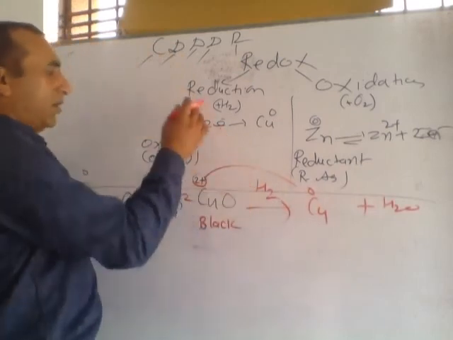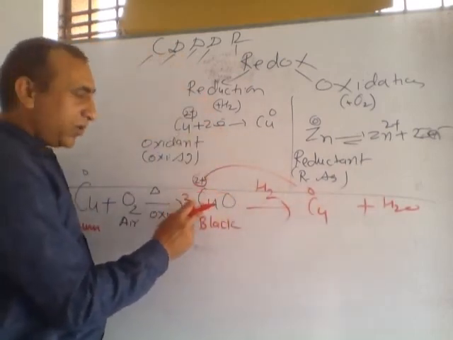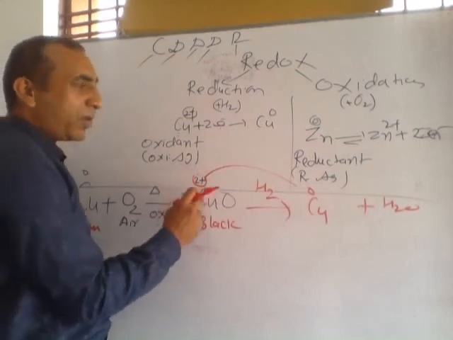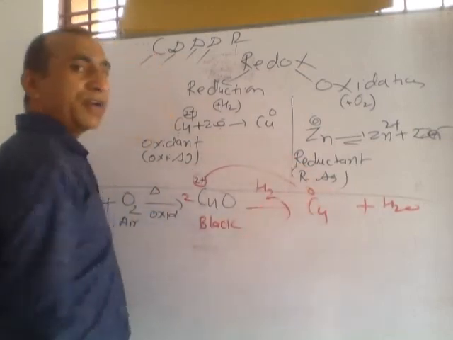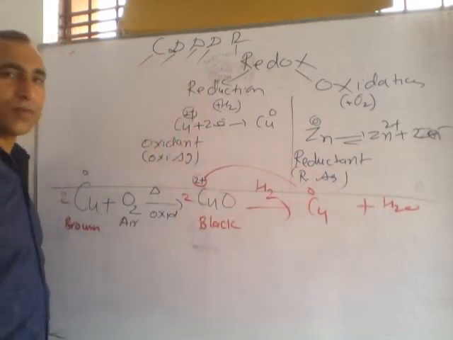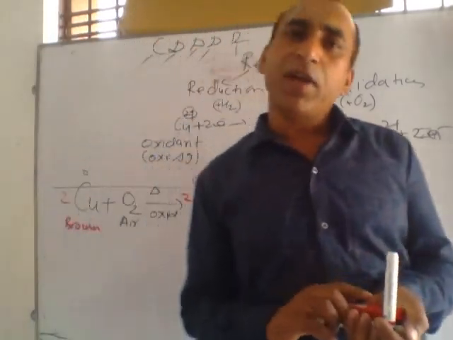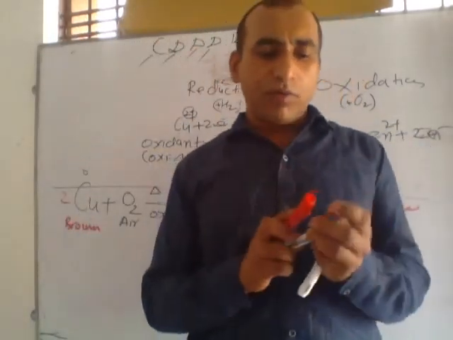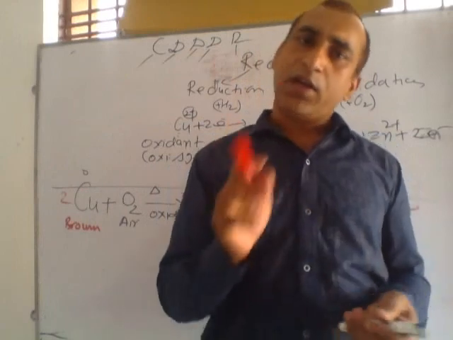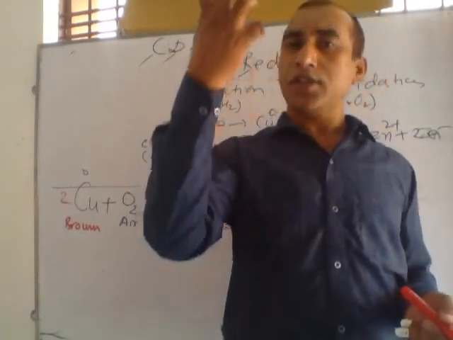So in this reaction, CuO, this is the compound. In this compound, the valency of copper is reducing. The process is called reduction, and CuO is called oxidant. Simple definition. So we can define redox in simple language. Redox is the combination reaction of reduction and oxidation. Reduction means the oxidation state is decreasing.